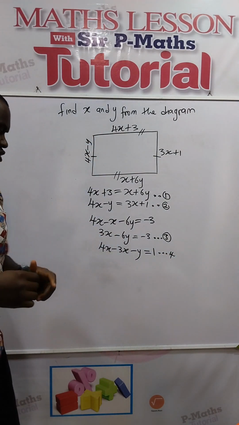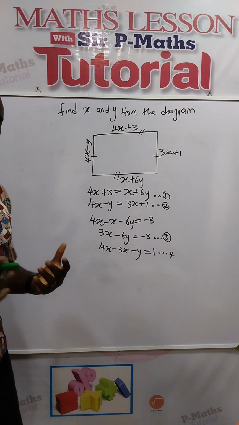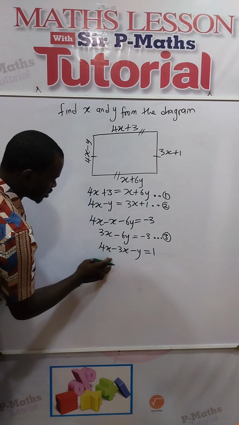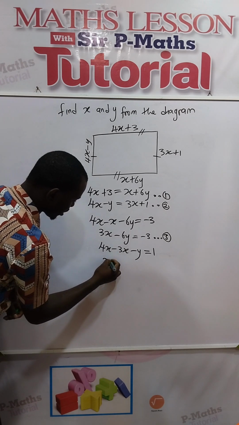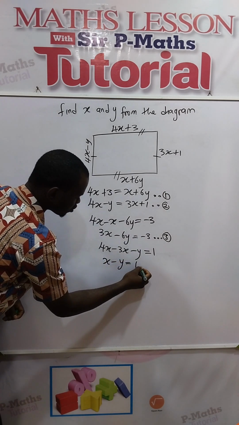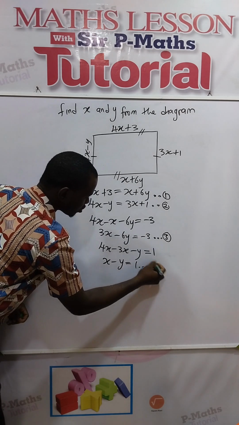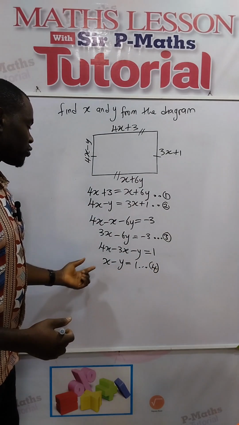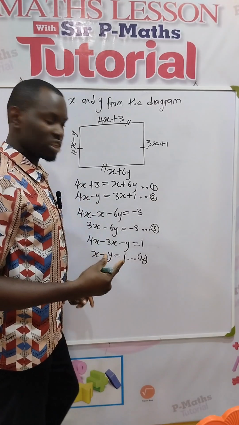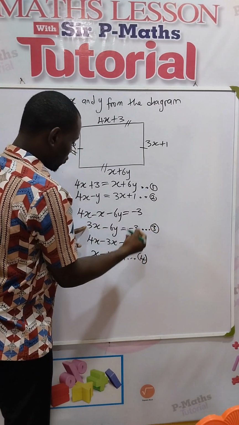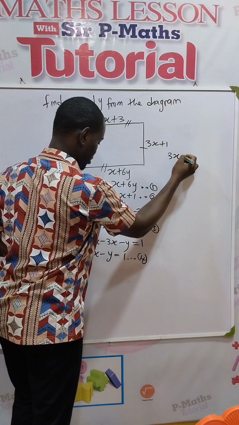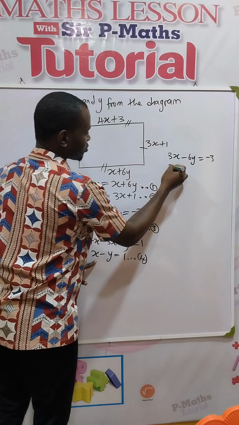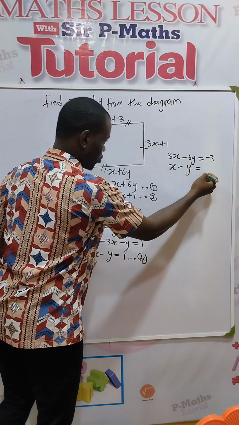So we have two equations to solve. I will adopt the method of substitution to simplify it. Meanwhile, let's subtract here. 4x minus 3x will give us x minus y equals 1. So we can now call this equation 4. So let me use the method of substitution to find the value of x and y. So the two equations in consideration are 3 and 4. We write it down. We have 3x minus 6y equals minus 3. And then the next one is x minus y equals 1.